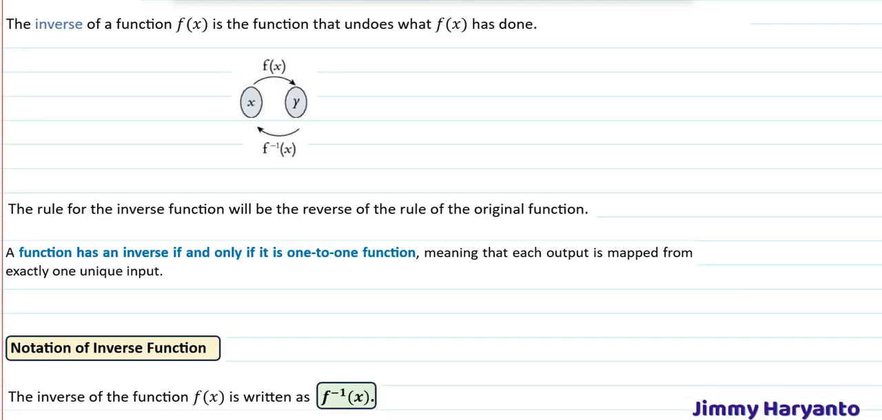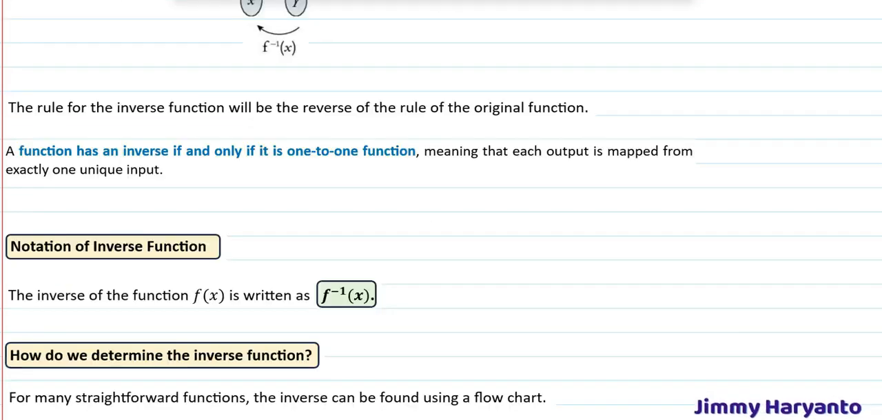Okay, next is the notation of an inverse function. The inverse function of f(x) is written as f to the power of -1 of x. This is called the inverse function of f(x). And then how do we determine the inverse function? For many straightforward functions, the inverse can be found using a flowchart. If the function is a little bit complex, you can use algebra later.